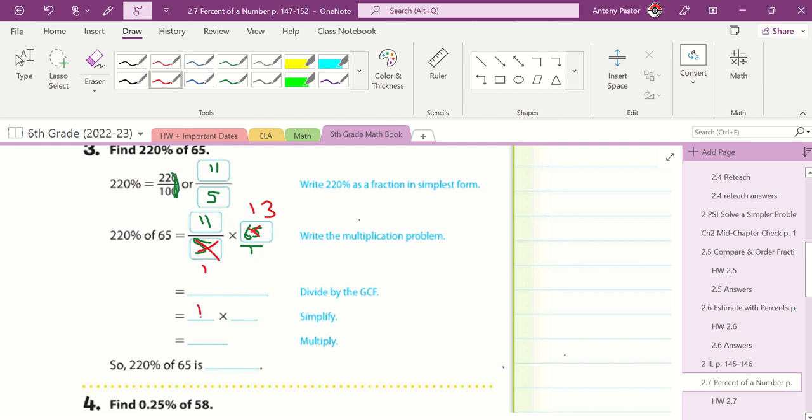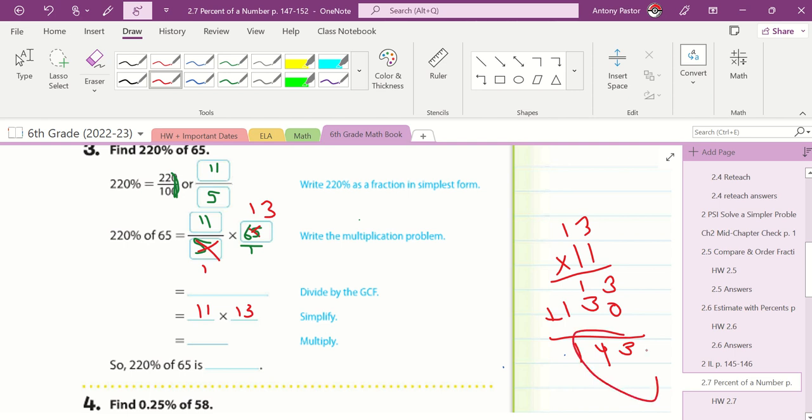So it'd be 11 times 13. Divide by the common denominator. And then 11 times 13 should equal 143. 1 times 3 is 3. 1 times 1 is 1. Placeholder 0. 1 times 3 is 3. 1 times 1 is 1. 3 plus 0 is 3. 1 plus 3 is 4. 1 plus nothing is 1. 143 is my answer, which is exactly what I had before. So you could do it this way too if you want. I like the decimal way better, but it's up to you.